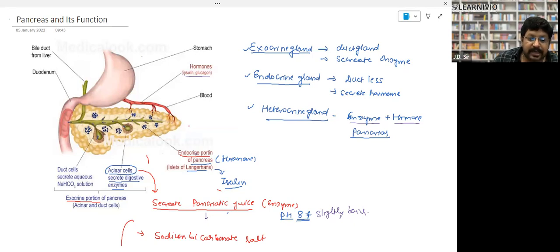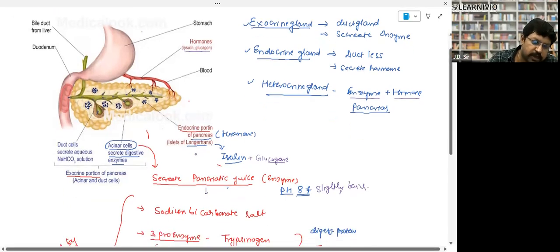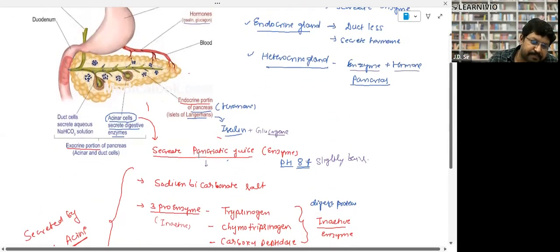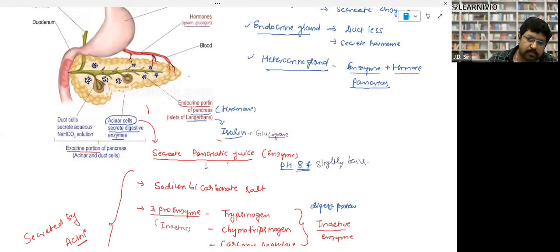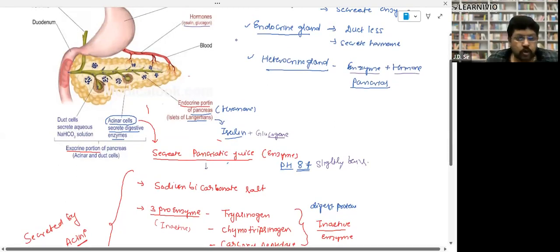They are called islets of Langerhans. So islets of Langerhans secrete insulin and plus they are responsible for secretion of glucagon, right? Insulin plus glucagon, these are the hormones. So that is endocrine function. Here we are going to study their exocrine function.